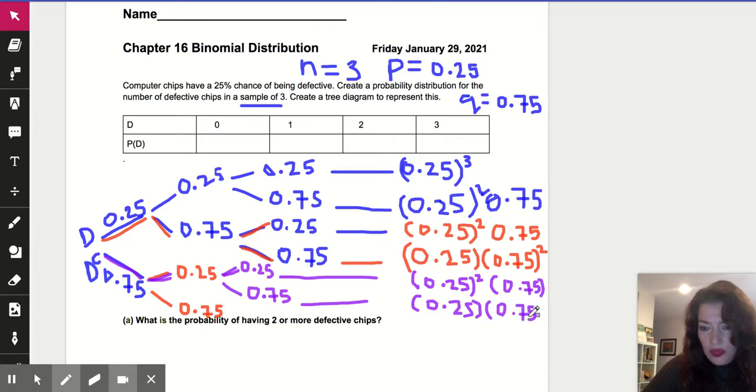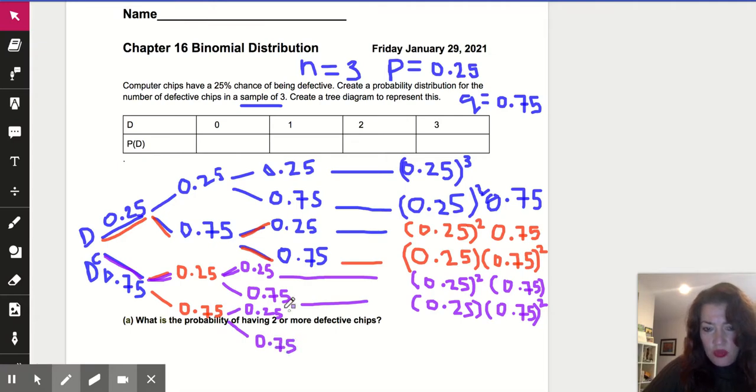So I'm going to square this one. All right, and for the last one, we have 0.75, 0.75. Moving up here, the third one could be defective, so that would be 0.25. Or the third one could be not defective, so that would be 0.75.